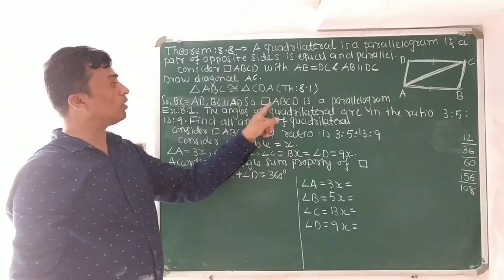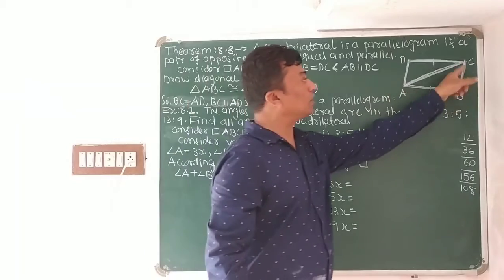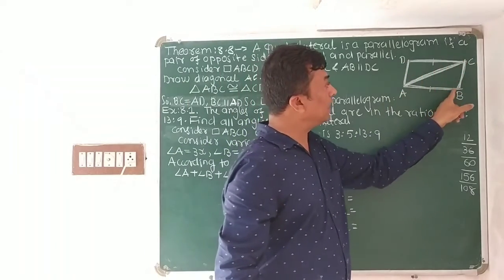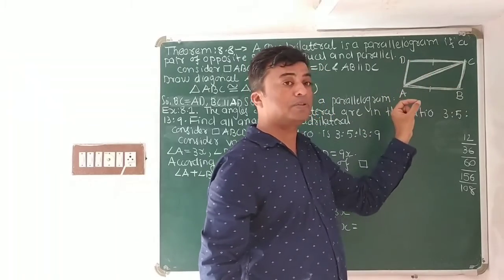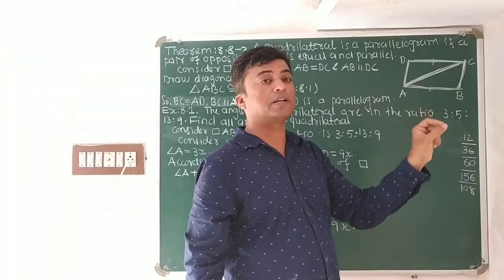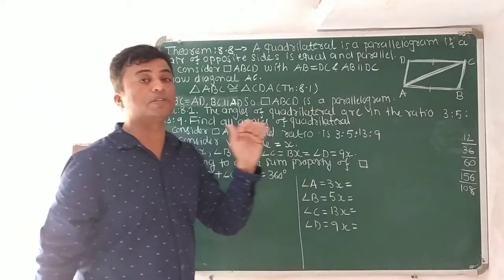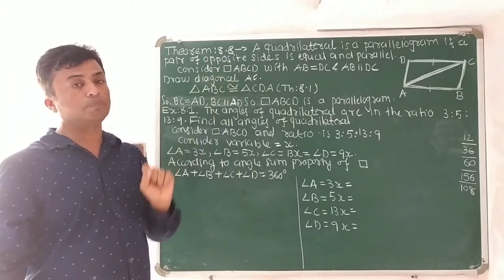So we can say that quadrilateral ABCD is a parallelogram, because in quadrilateral ABCD, AB parallel to DC is given to us and BC parallel to AD we proved. So in quadrilateral ABCD, pairs of opposite sides are parallel to each other. So we can say that quadrilateral ABCD is a parallelogram. So theorem 8.8 we proved.